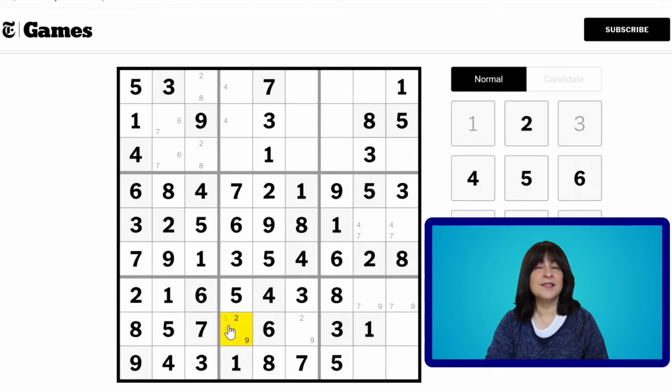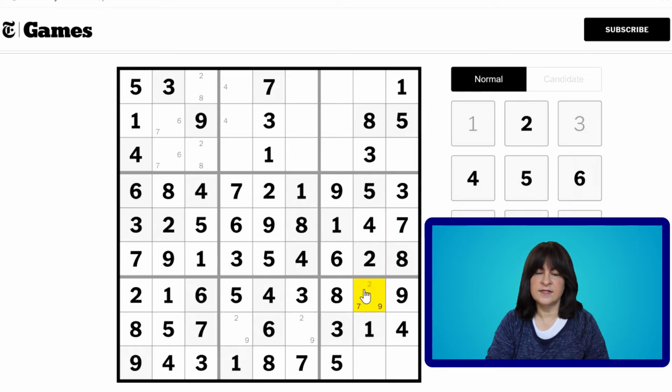Now we have again locked candidates, this time in the row. These cells are 2 and 9, which means this cell in the same row cannot be a 2 or a 9. And so what's left is the 4. And now that resolves this 4-7 matching pair. This is now a 7, and this is a 4. And now if this is a 7, then this has to be a 9, and then this is a 7.